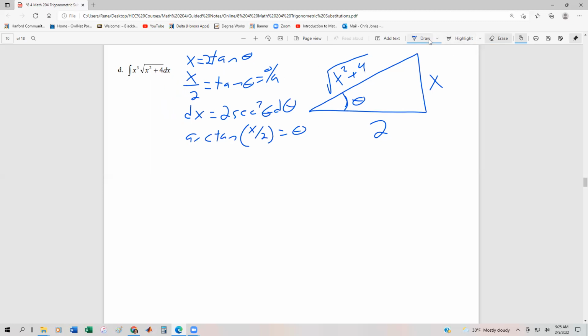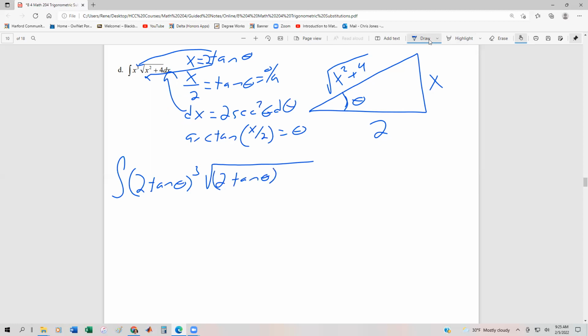All right. It may or may not, again, be useful for this problem. Now we're going to substitute. So we now have the integral. Instead of x, we're going to substitute 2 tangent of theta. Instead of dx, we're going to substitute 2 secant squared of theta. So we're going to get (2 tan theta) cubed over the square root of (2 tan theta) squared plus 4, times our dx, 2 sec squared theta d theta.